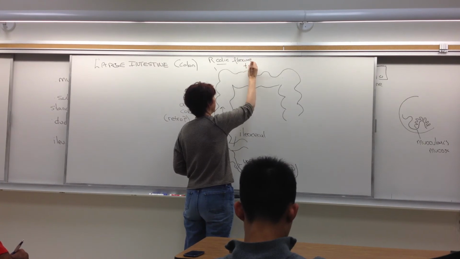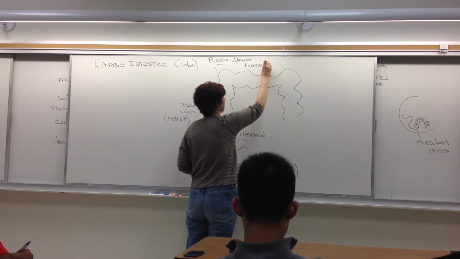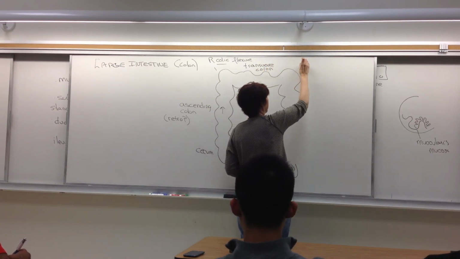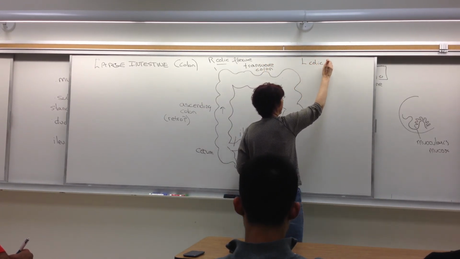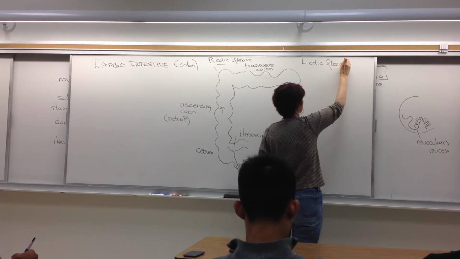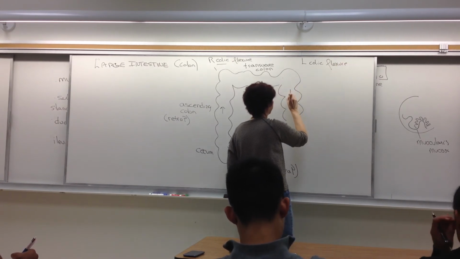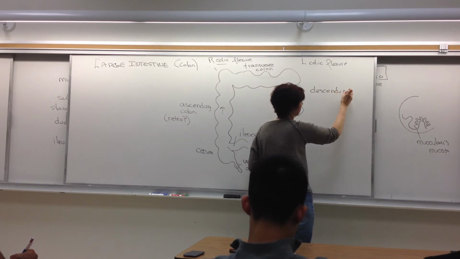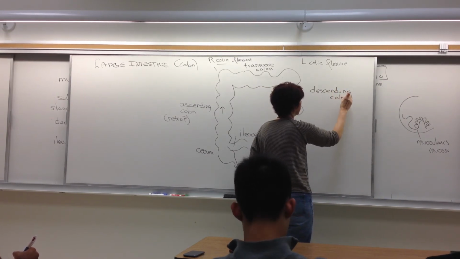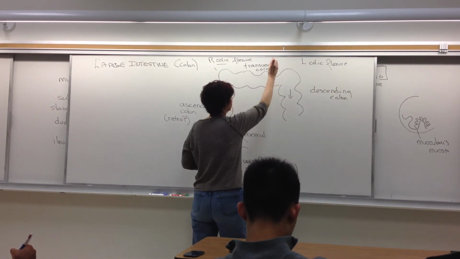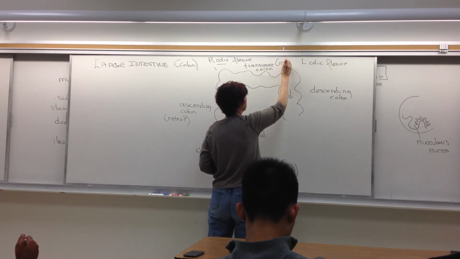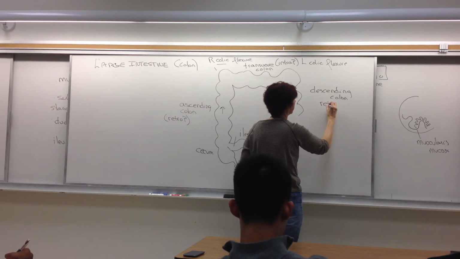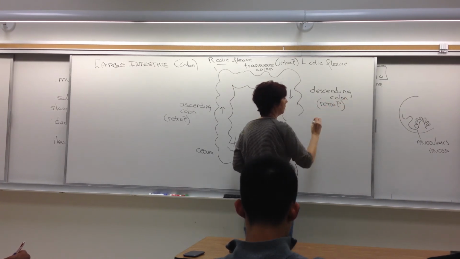We have the transverse colon. We have the left colic flexure or splenic flexure. And then we have the descending colon. Transverse colon is intraperitoneal. Descending colon is back to retroperitoneal.